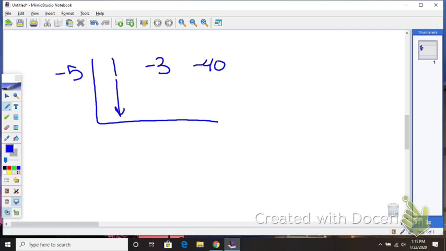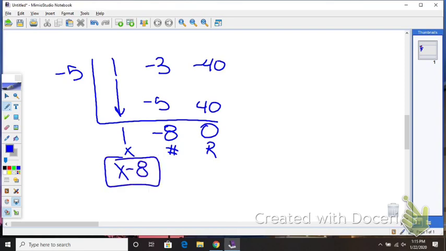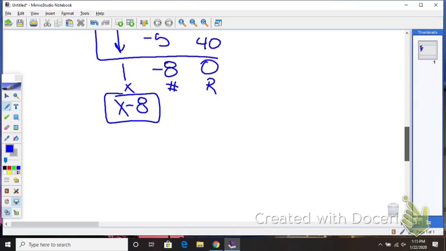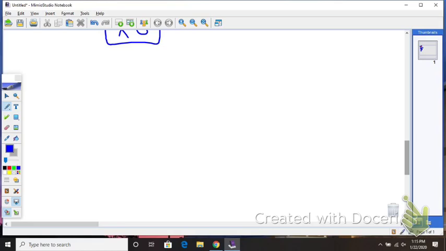Okay, let's see if yours matches mine. Okay, so my remainder for this one was 0. My number part is the -8 and the x, so I've got x minus 8 is my answer. Yep. Good? Okay, let's try one more. This one, I'm going to let you start from start to finish, and then we're going to go on our homework because we're going to go over this in class today.